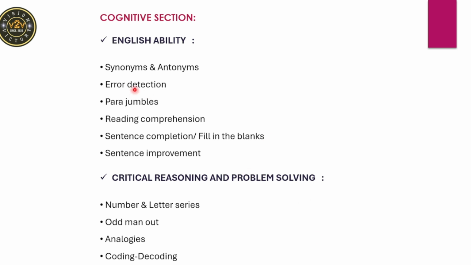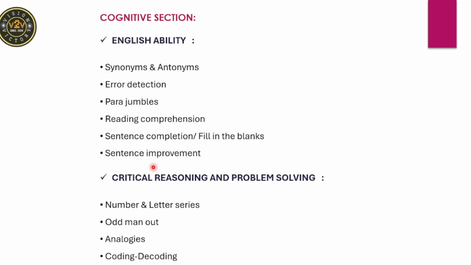First one, verbal ability, which is also called English ability. In that we will be having topics like synonyms and antonyms, error detection, para jumbles, reading comprehension, sentence completion and filling the blanks, and sentence improvement. All these topics come under verbal ability. Just note these subtopics and start practicing quizzes and MCQs.